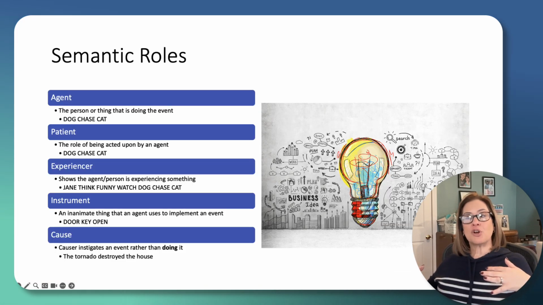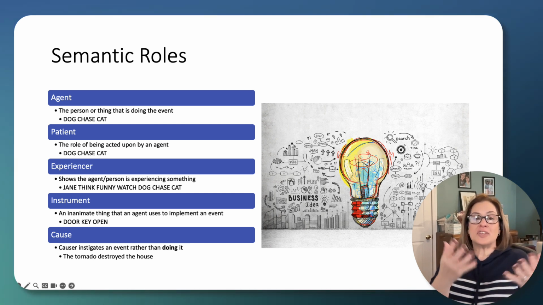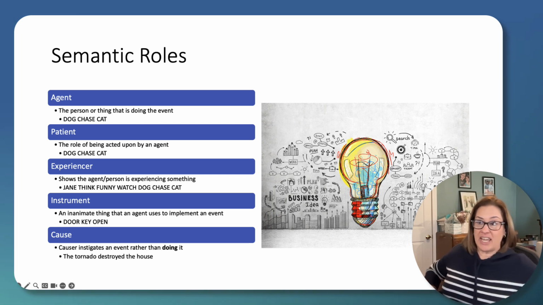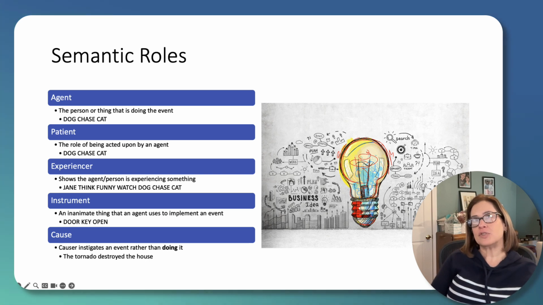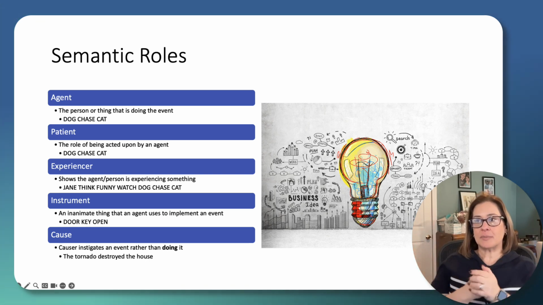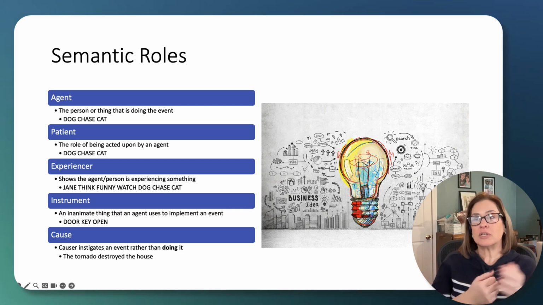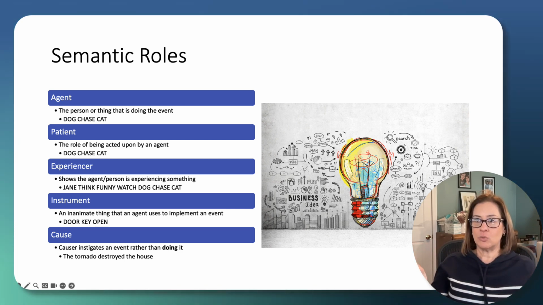So some semantic roles that take place in a sentence. First of all is the agent, and we use this in ASL by usually this. Sometimes if we literally are indicating agent, but it's the person or thing that's doing the event. So in the larger concept, it's simply, who's the sentence about? So dog chases cat. Well, who's the agent? The dog. The dog is the one that's doing it.